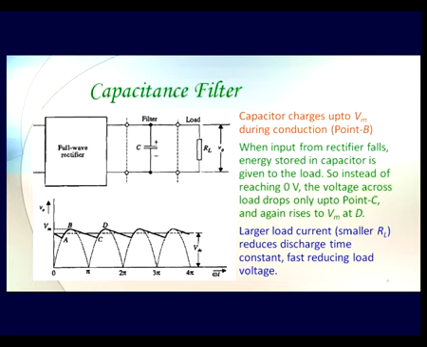Now of course the performance of this filter is going to depend on the value of the load also. If my load resistance reduces, it means there is larger current flowing through it. So when the requirement of larger current is there, this capacitor is going to get discharged faster. So in such cases, instead of reaching till point C here, the voltage will reach a little below and then go up.